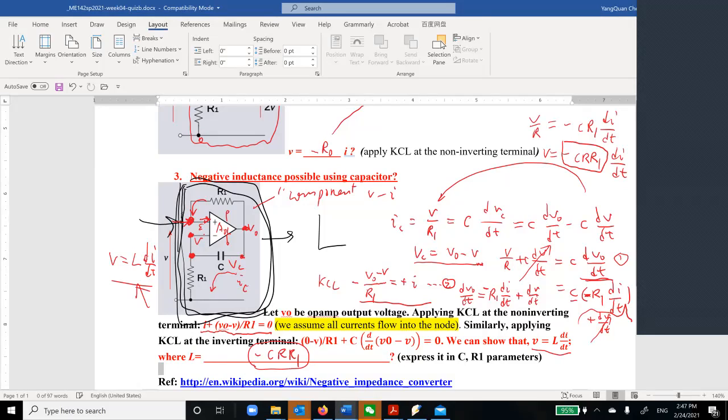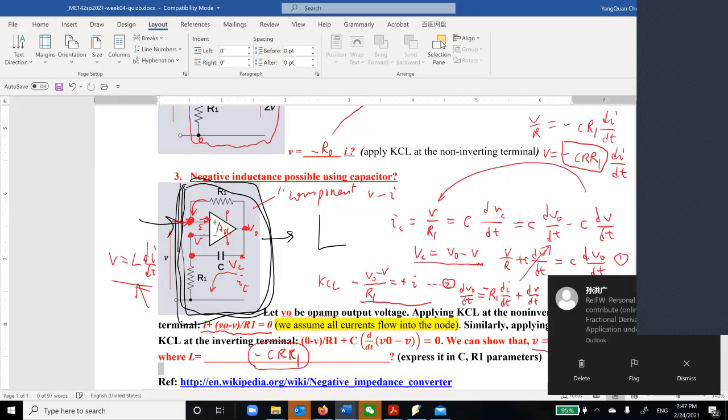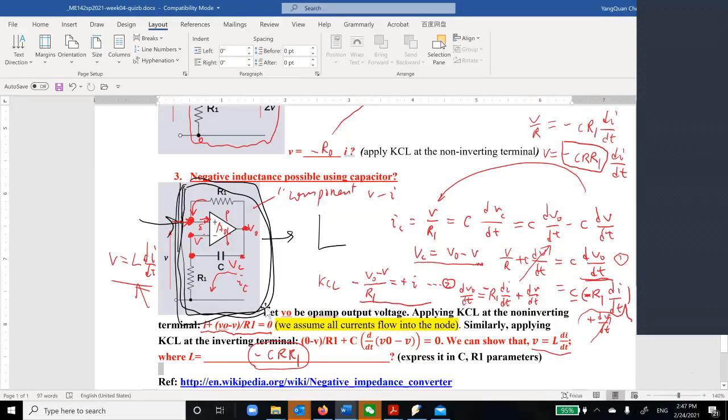So this is actually a negative impedance converter. In other words, if you only have an op-amp and a capacitor, but you actually want an inductor, you don't have to buy an inductor, okay? You just use this kind of conversion, called negative inductance.